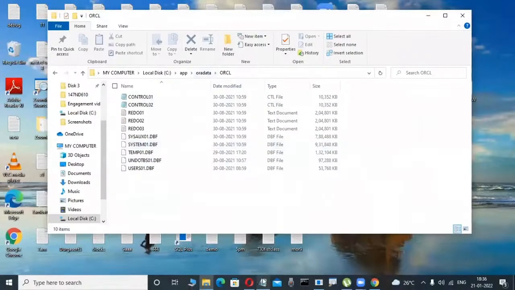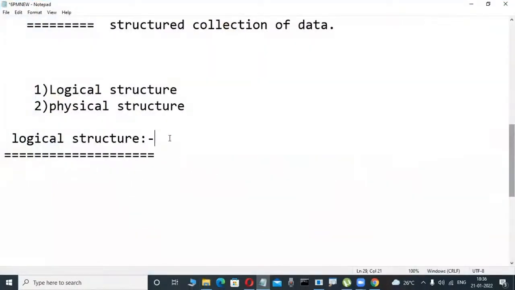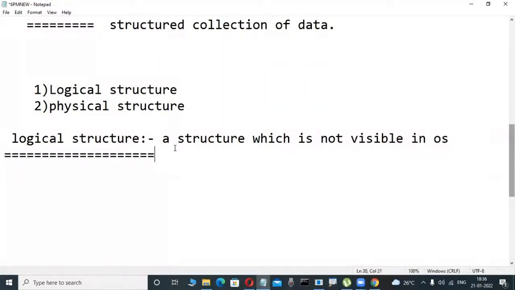That's why, what is a logical structure? Don't write it down, a structure, a database structure, don't worry. A structure which is not visible in the operating system, in OS, is called a logical structure, the logical structure of the database.